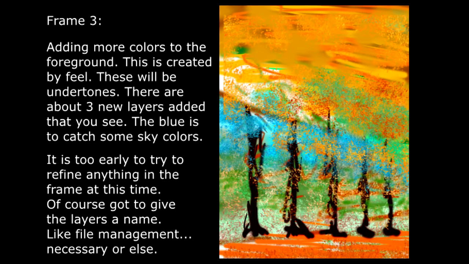Adding more colors to the foreground. This is created by feel. These will be undertones. There are about 3 new layers added that you see. The blue is to catch some sky colors. It is too early to try to refine anything in the frame at this time. Of course, got to give the layers a name, like file management necessary, or else.